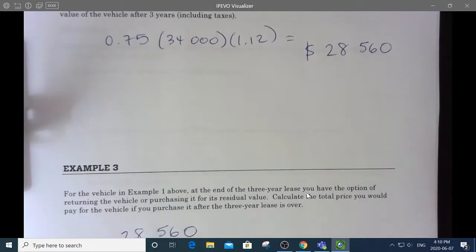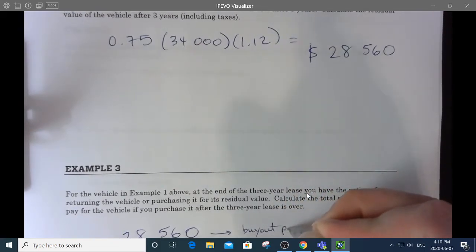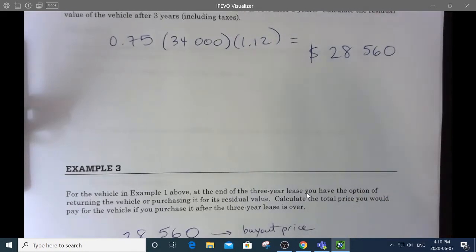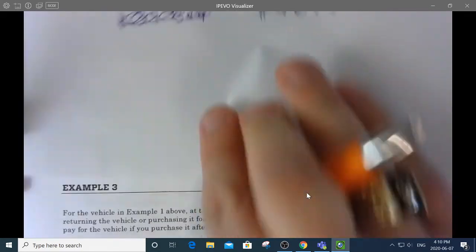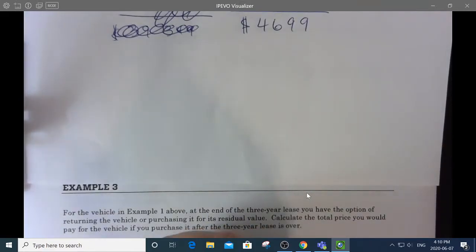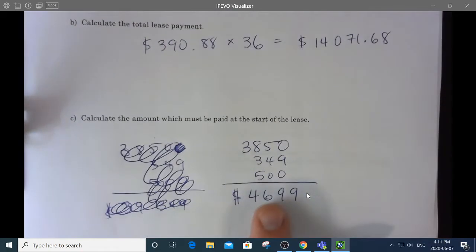28,560. And go back. So this is, I'll even write this down. This is the buyout price. I'd have to pay that. Then don't forget, over the course of the loan, this is my total lease payment. This is how much I paid in all the lease payments, right? So I'm going to need that number. So I paid that, $14,071.68. And don't forget that I had to pay all this up front.